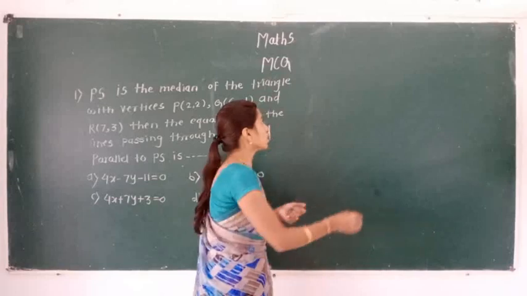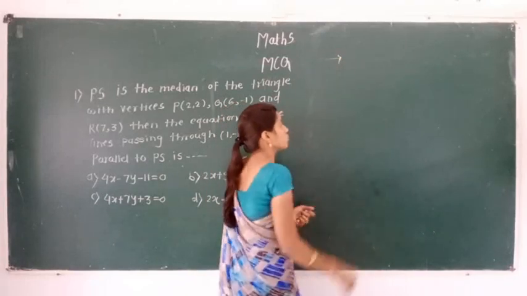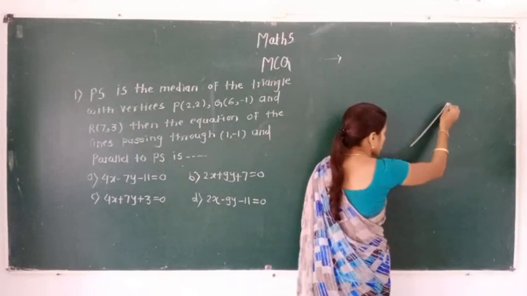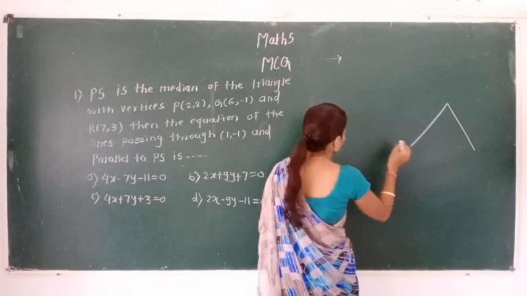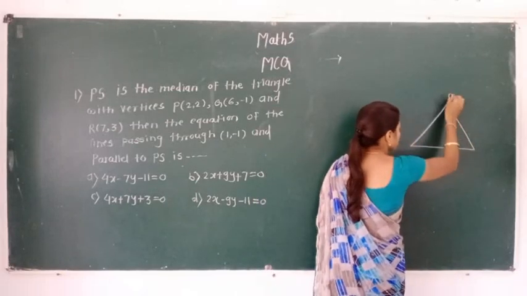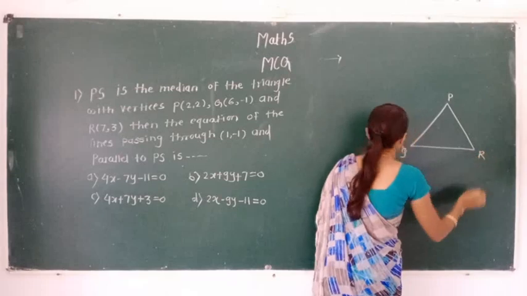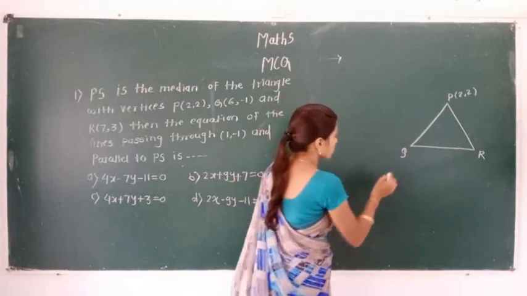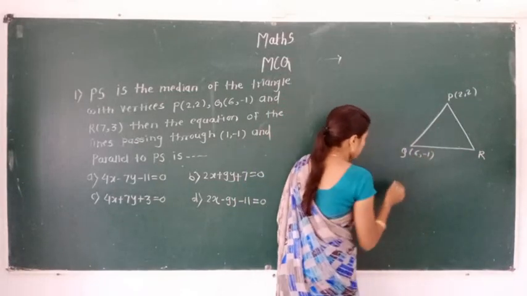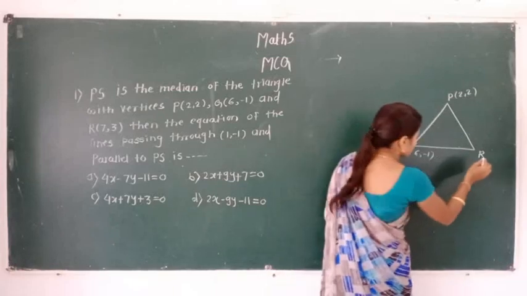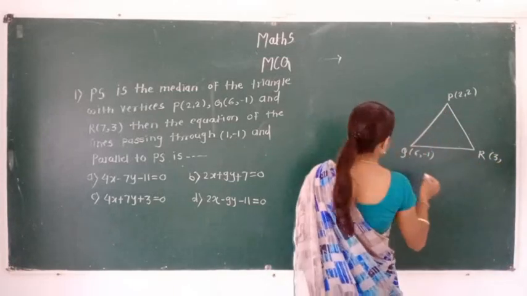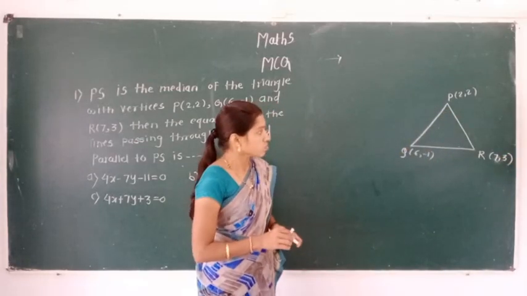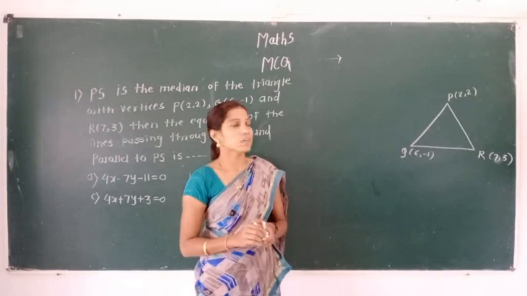first of all, we have to construct the figure of this question. We have to give the vertices of the triangle. Consider the triangle P, Q, R. P is given (2, 2). Coordinates of point Q are (6, -1) and R is (7, 3). Okay. Now we have to draw the median PS.